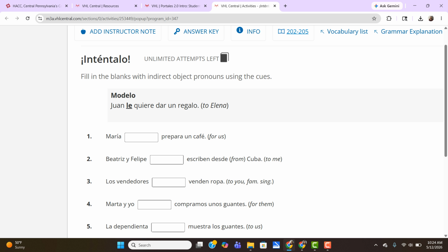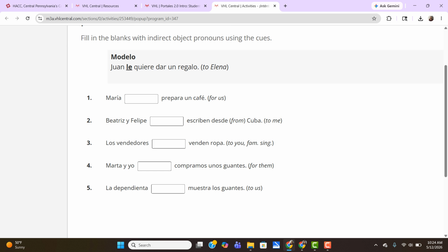Inténtalo. Try it. Okay, so we had le in the example. Juan le quiere dar un regalo. María nos prepara un café because it said for us. I'm going to go over the next, so you can go ahead and try it. Pause. Beatriz y Felipe escriben. So they write, but they write to me. Me escriben.